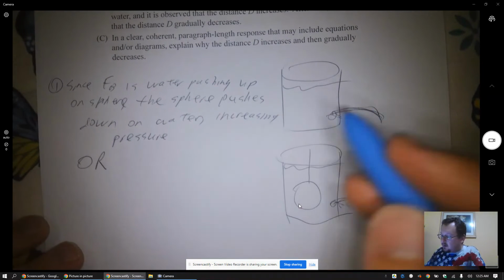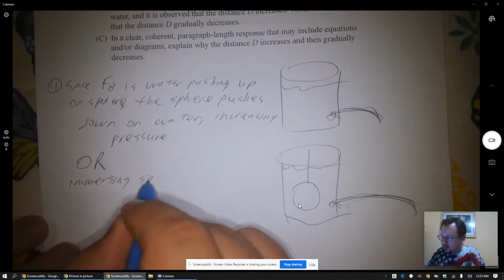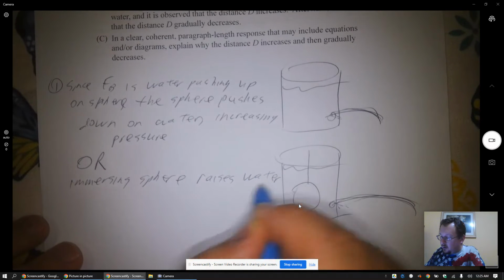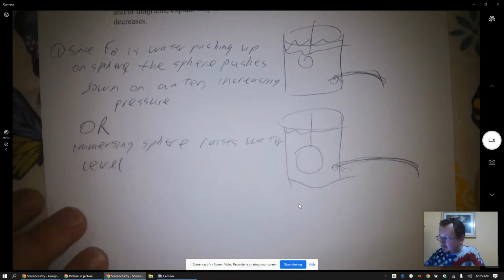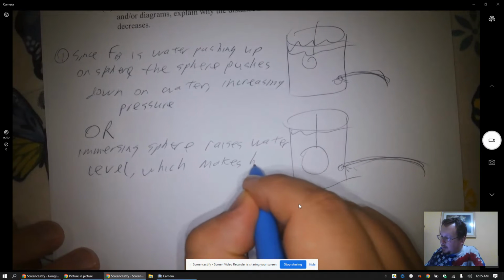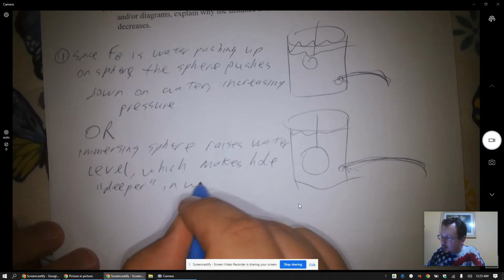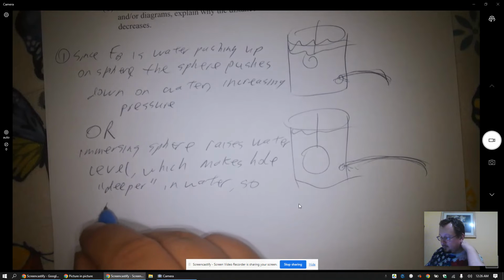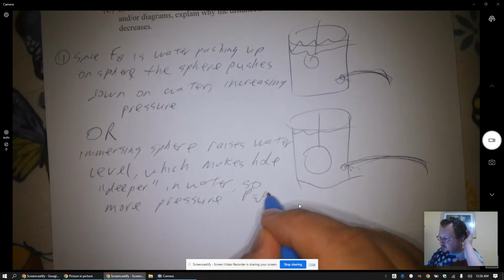Or you could say that immersing the sphere raises the water level. When the sphere goes in, the water is now at a higher level, which makes the hole deeper in the water, right? And so there's more pressure, right? Because pressure is rho g depth.